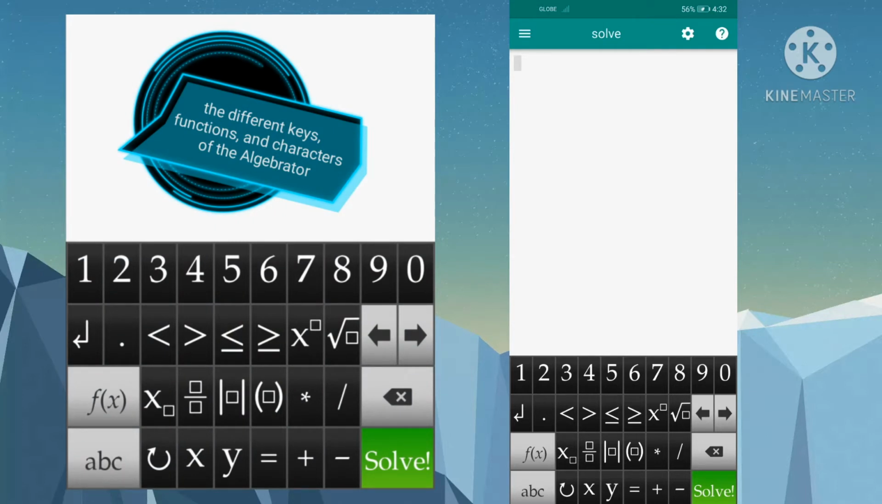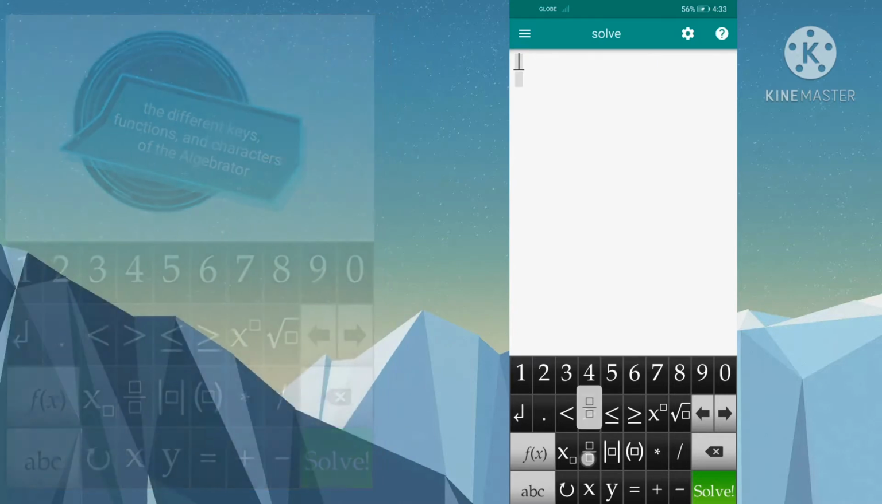So, yung first line natin, yung mga numbers, 1, 2, 3, 4, 5, 6, 7, 8, 9, including 0. Yung second row, meron tayong next line, meron tayong period, then yung ating less than, greater than, o yung mga inequalities. Tapos, meron tayong exponent, meron tayong radicals, then meron tayong arrow to the left, arrow to the right, then meron tayong f of x dyan, tapos yung x as subscript, then this one. So, ito yung function na kakailanganin natin.